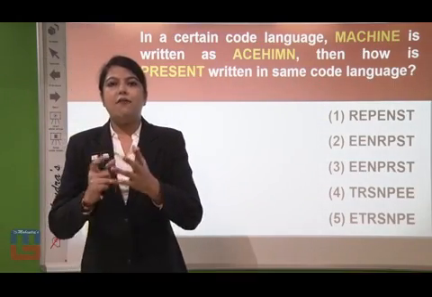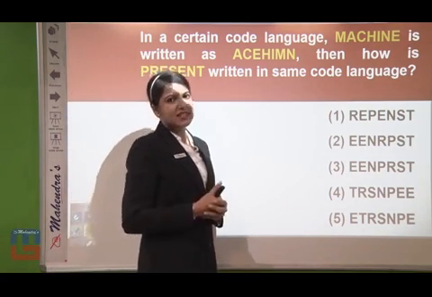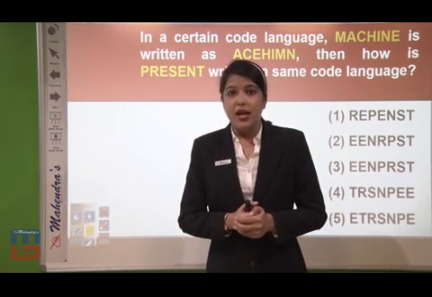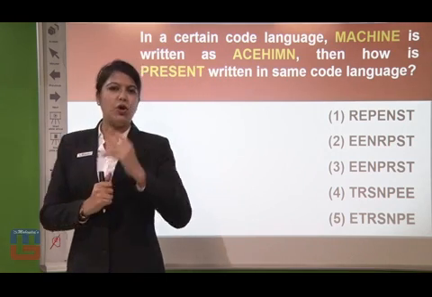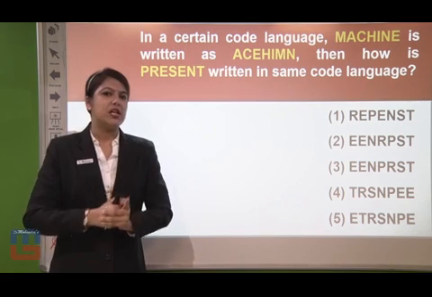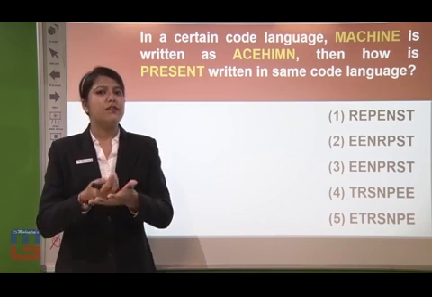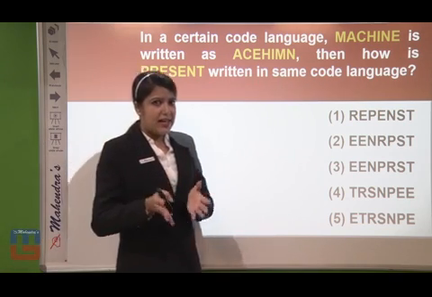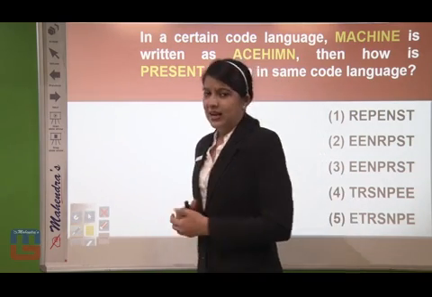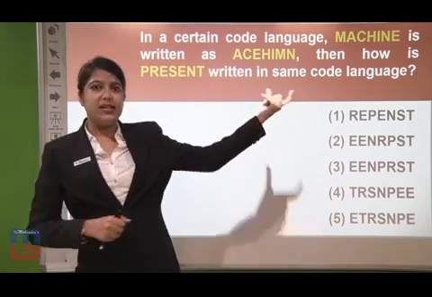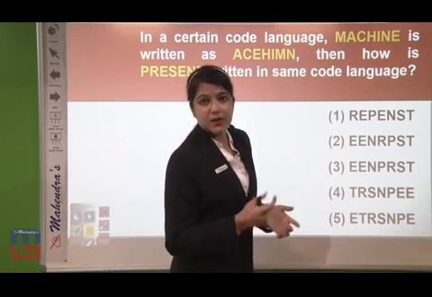Now a word is given to us, MACHINE. And MACHINE is coded as ACEHIMN. The one thing you have to focus on is that no new letter is used for coding MACHINE. The same letters used in the word MACHINE have been used to code it. When all the letters are the same, the pattern must be coming from that word only. And you will come to know that all these letters coded for MACHINE are the alphabetic arrangement of the given word.